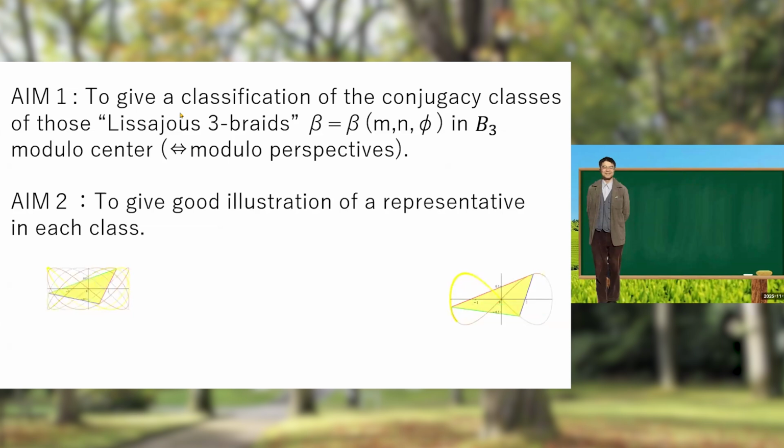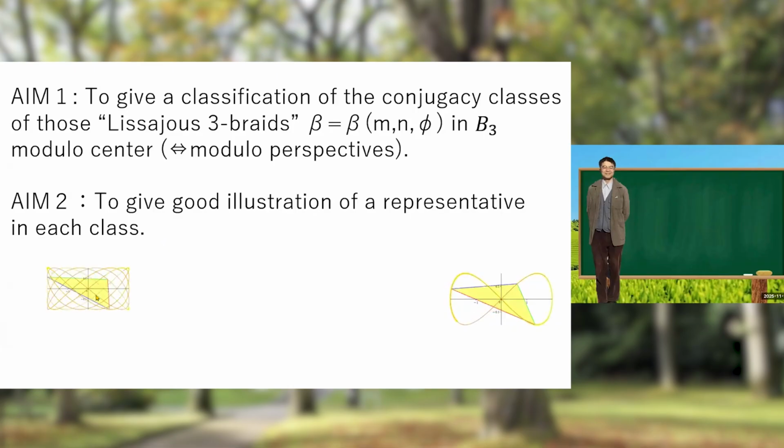So let me recall our aim. Aim 1 is to give a classification of the conjugacy classes of those Lissajous 3 braids, parameterized by 2 frequency parameters and 1 phase difference parameter, a continuous parameter, in the braid group of 3 strands, but modulo center. Modulo center is equivalent to saying modulo perspectives from outside this system of 3 planets. Aim 2 is to give a good illustration of a representative in each class.